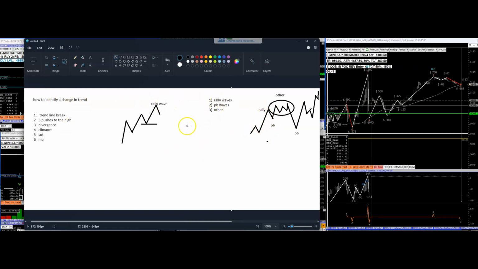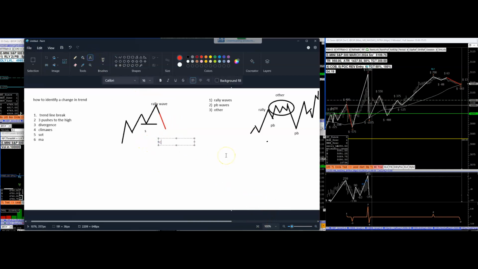So how to identify a change in trend is when the support of the rally wave is taken out. Done. Change of trend. That's one key way of doing it. The other way of doing it, these are the easiest ways to identify change in trend.